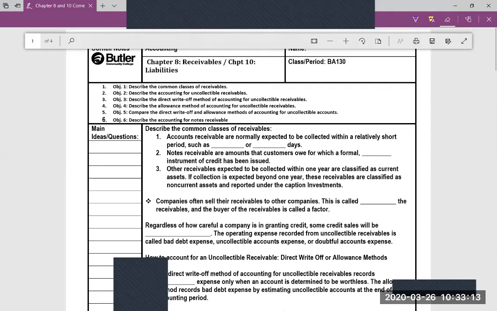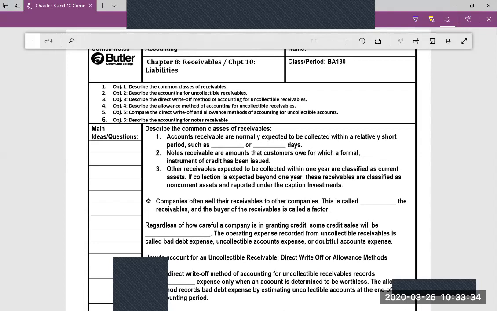Anyway, Chapter 8 is all about receivables. We're going to talk about the different kinds of receivables, how to account when you cannot collect a receivable. There's two different methods. There's the direct write-off method and the allowance method. We're going to compare those two methods, and then we're also going to talk briefly about accounting for notes receivable.